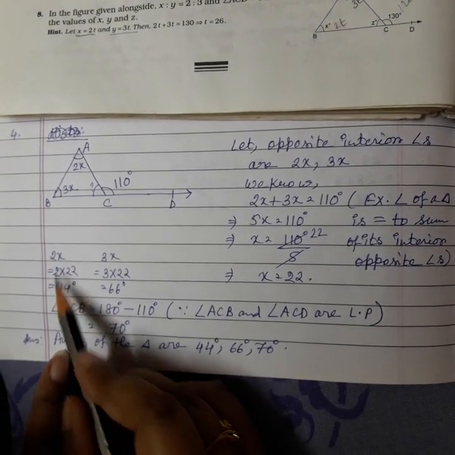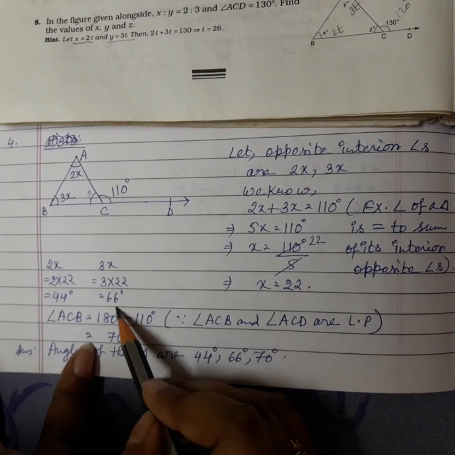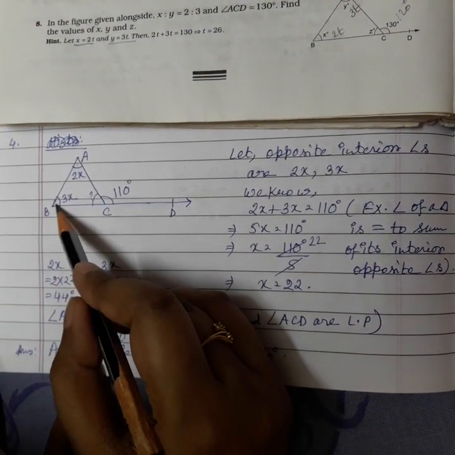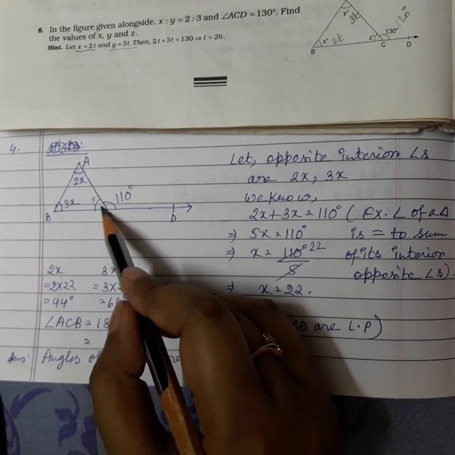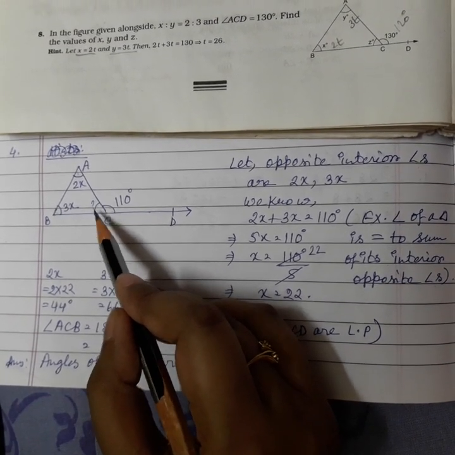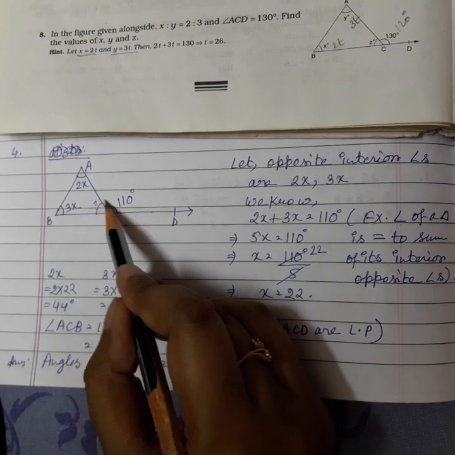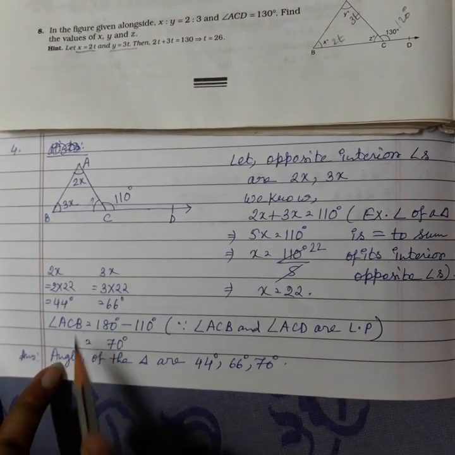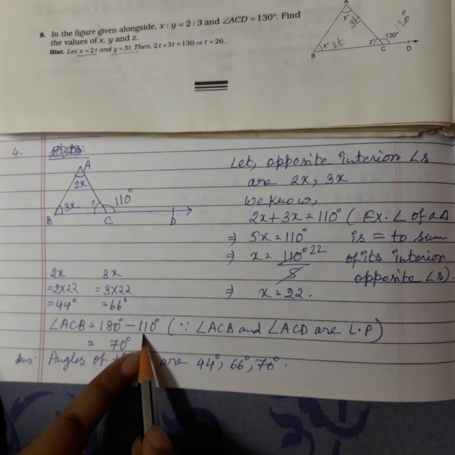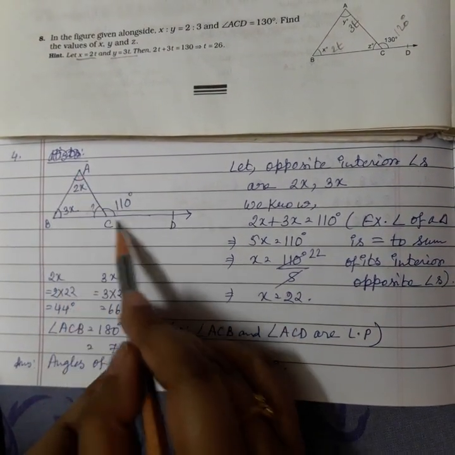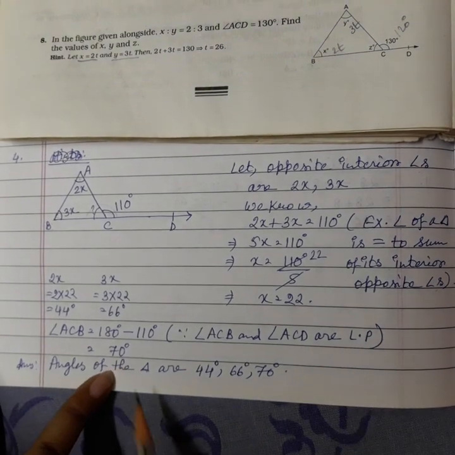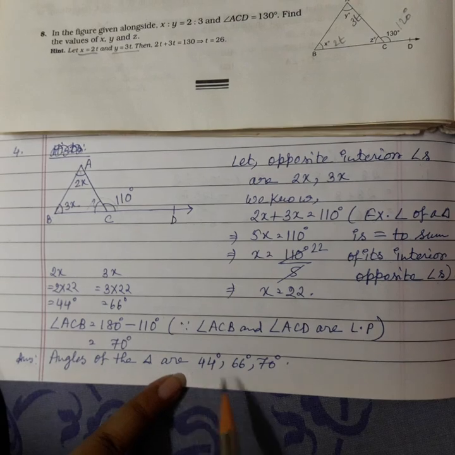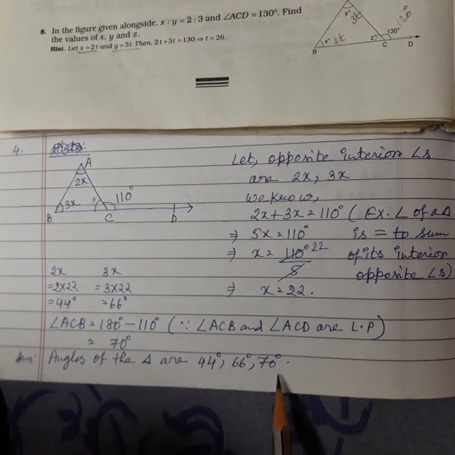Putting it in 2x, it comes to 44, and 3x comes to 66. So we have got two angles: this is 44 degrees and this is 66 degrees. Now we have to find this angle. The sum of these two angles is 180 degrees because they form a linear pair. So angle ACB equals 180 minus 110, because ACB and ACD are a linear pair. So it comes to 70 degrees. The measures of the angles of the triangle are 44, 66 and 70 degrees.